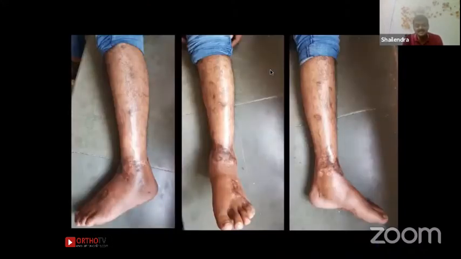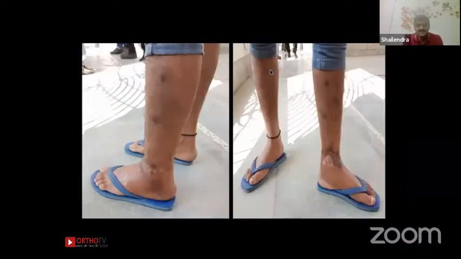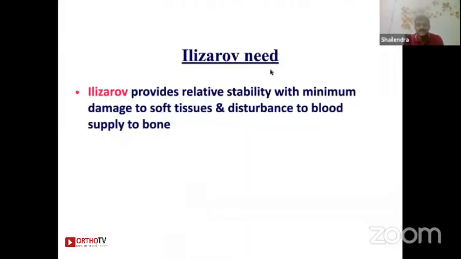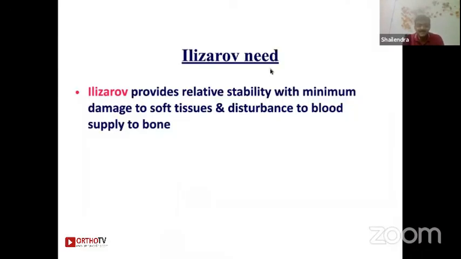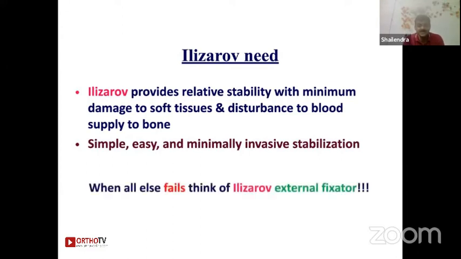This is the clinical result. Clinically, full function of the ankle joint. This is pre-op, then after the finishing of the result. Such a simply done technique of Ilizarov. The Ilizarov provides relative stability with minimum damage to the soft tissue and distraction without disturbance of the blood supply of the bone. It is very simple, easy, and minimally invasive stabilization of the bone.